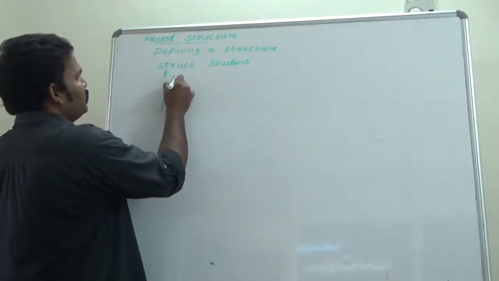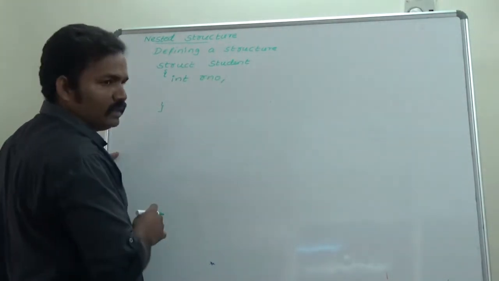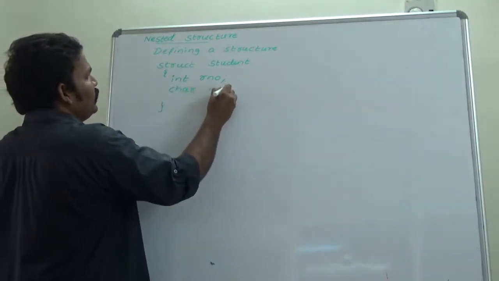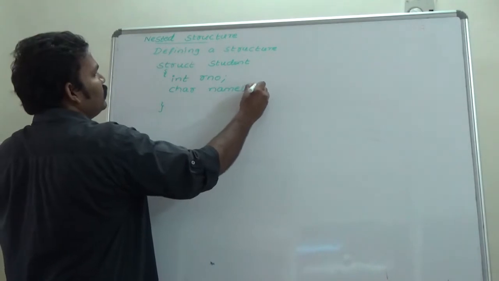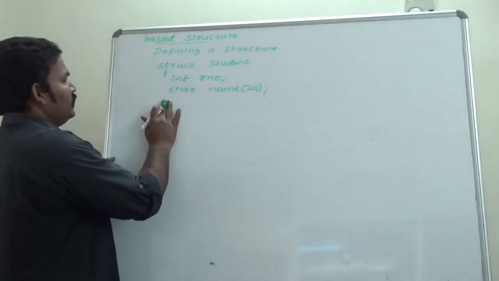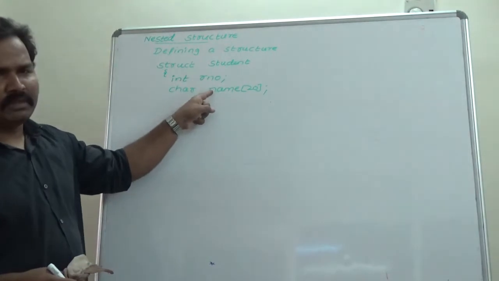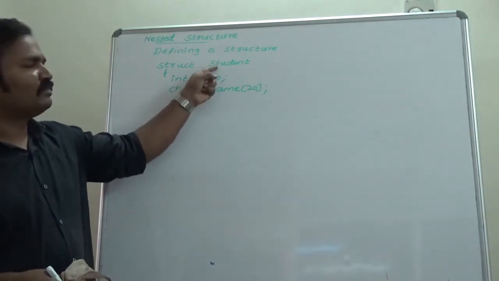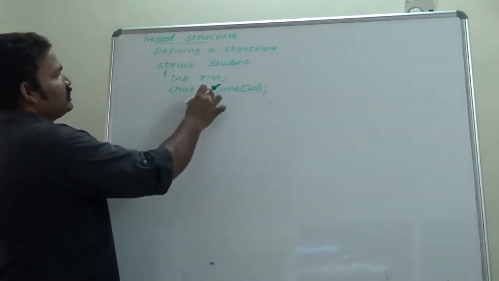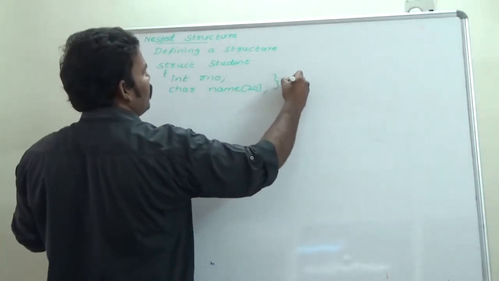Here the first variable is roll number. Next I am declaring the name variable, to store the student name. So roll number and name are the variables or members of struct student type. These variables are called members, we know.